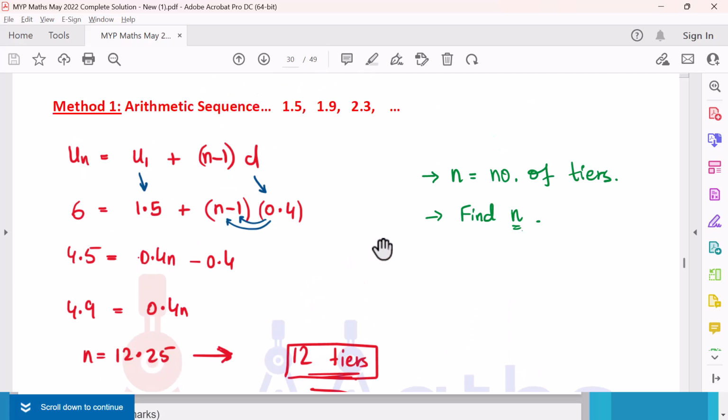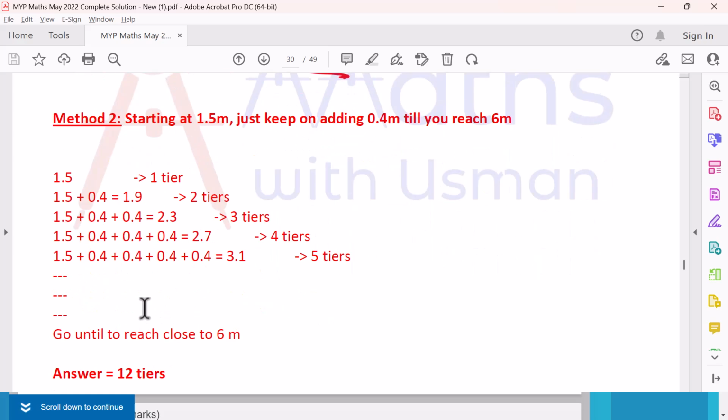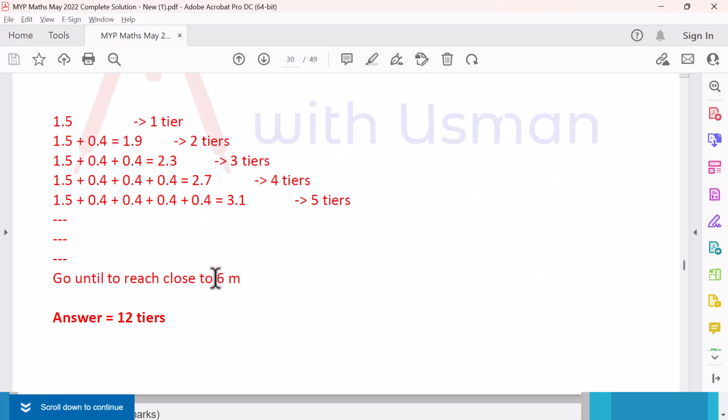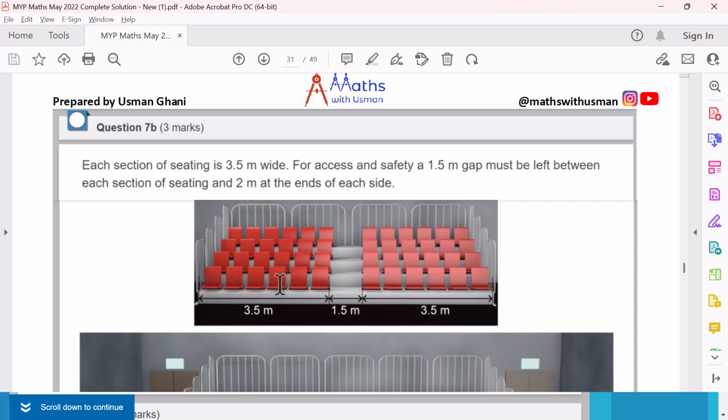Method number 2 is, why don't you just keep on adding? Start with 1.5 as your first tier, add a 0.4, you get 2 tiers, add a 0.4, 3 tiers, add a 0.4, 4 tiers. You know that copy paste works in your e-assessment, so keep on copy pasting until you reach 6 meters. It's so easy. You'll get full marks.